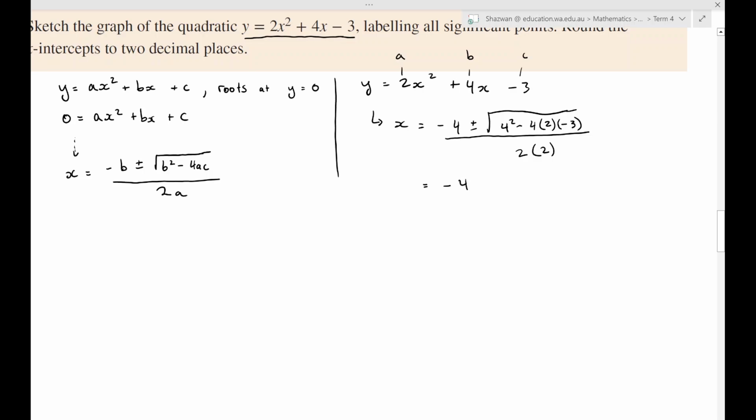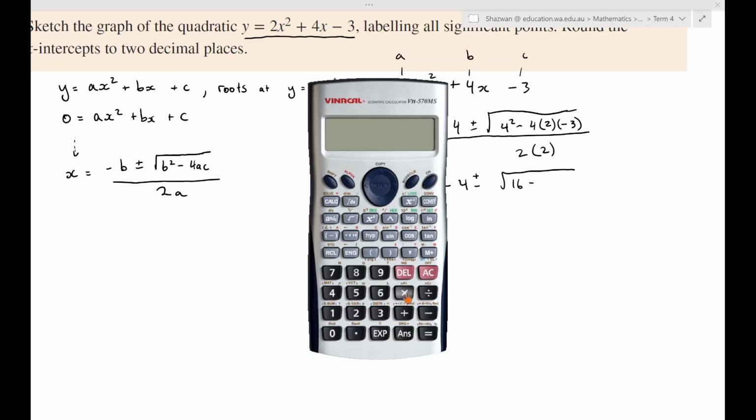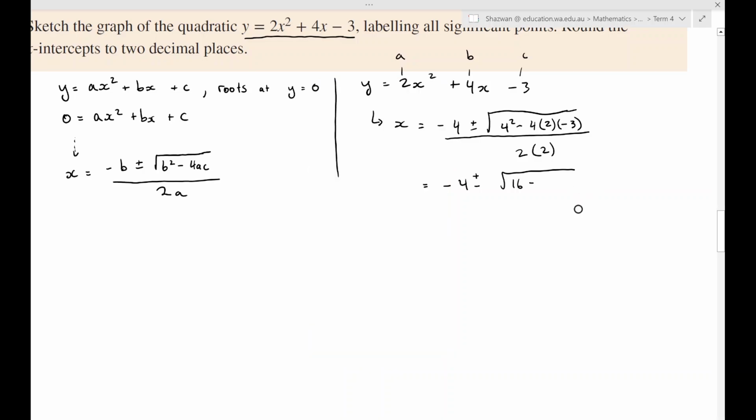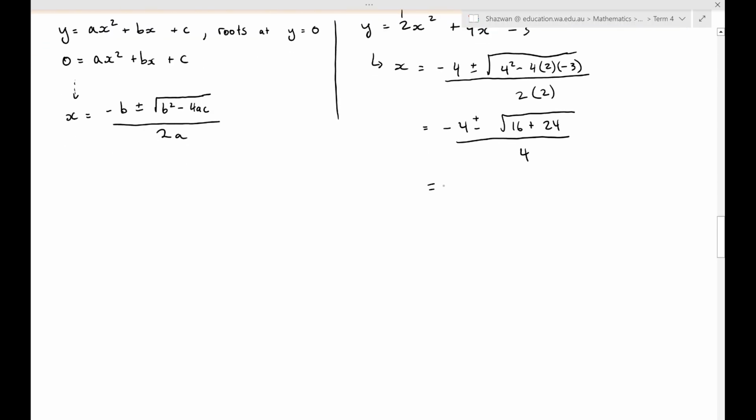So it'll be minus 4 plus or minus the square root of 16 take, well, negative 4 times 2 is negative 8. Negative 8 times negative 3 is positive 24. And that's going to be over 4. And so 16 plus 24, that's 40.